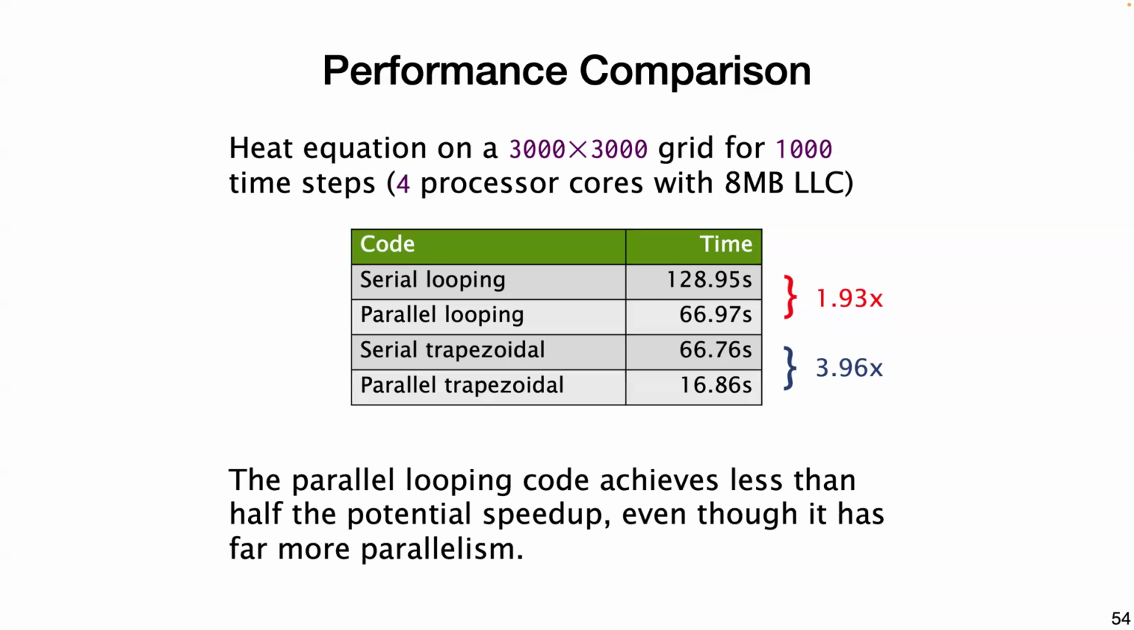And showing some numbers, doing this 3000 by 3000 grid for t is at 1000. So this is in 2D. In the parallel looping version, you have to do the rows serially, but you can do all the points in every row in parallel. So that's where the parallelism comes from. Doing this very simple parallelization method, you can get about 2x speed up. This is on 4 cores. However, using this parallel decomposition, you can get 4x speed up here.